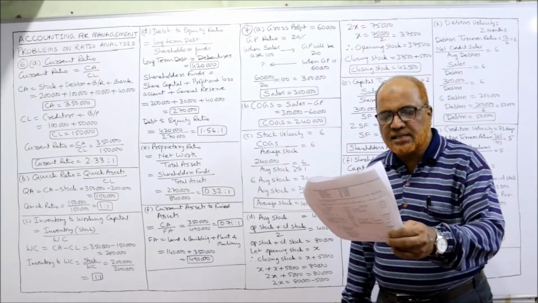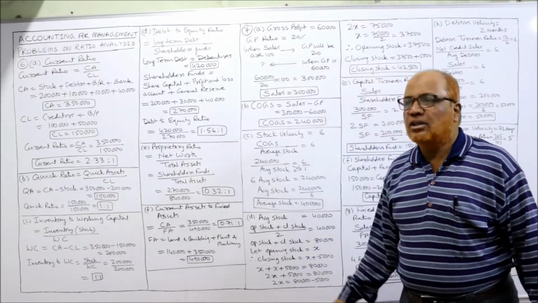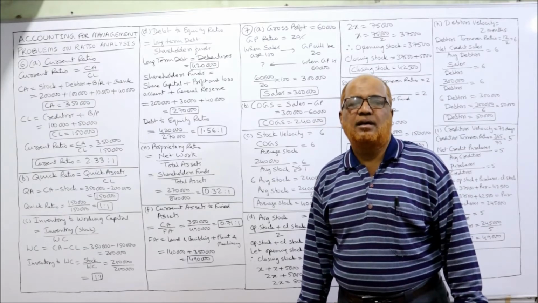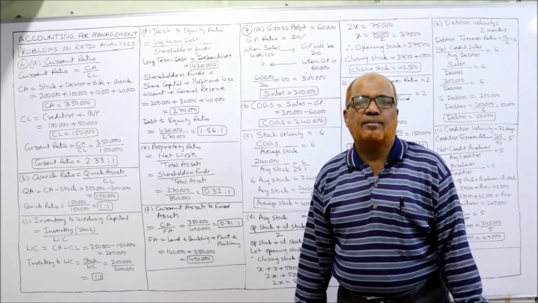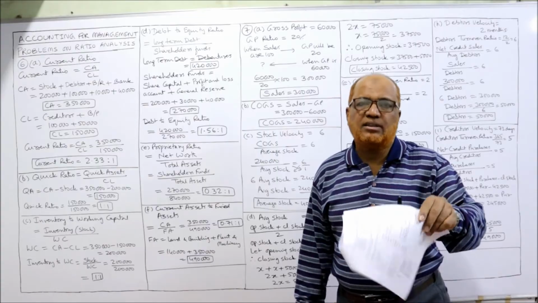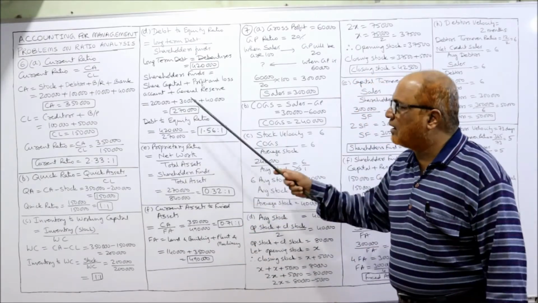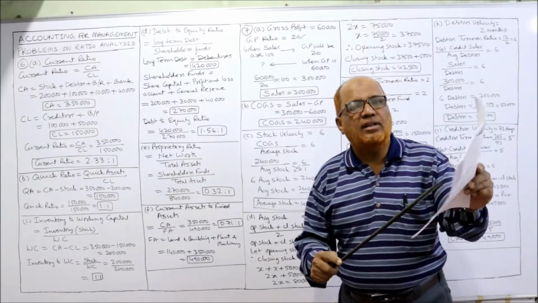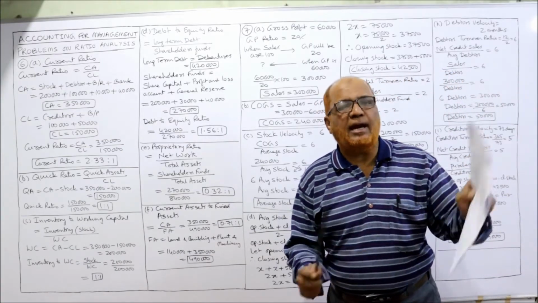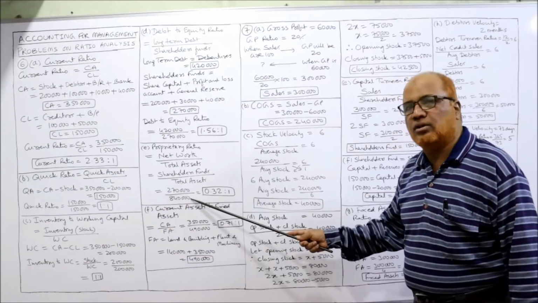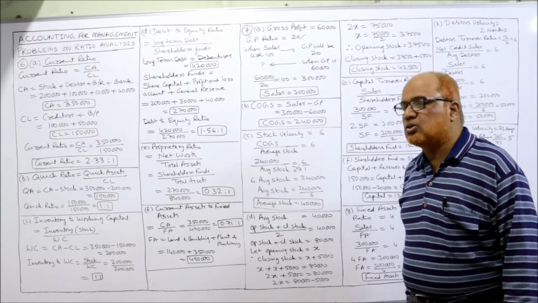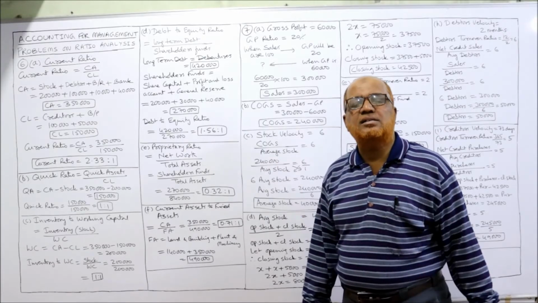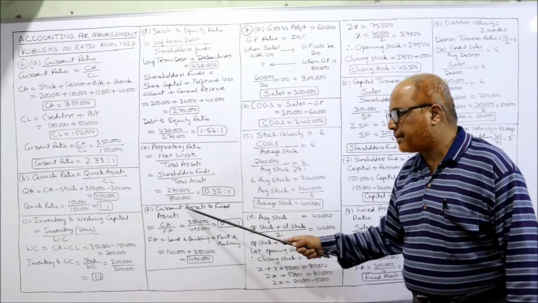That's it. Next is proprietary ratio. The formula for proprietary ratio is net worth by total assets. Net worth means shareholders fund. Already we have calculated shareholders fund 2,70,000. And total assets are given in the problem itself. Total of the balance sheet 8,40,000. The ratio comes to 0.32:1.